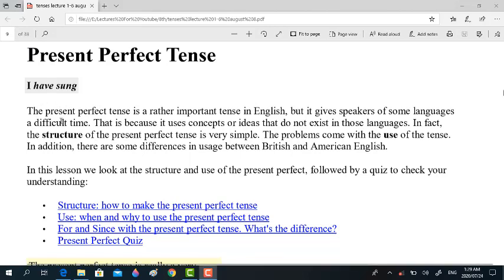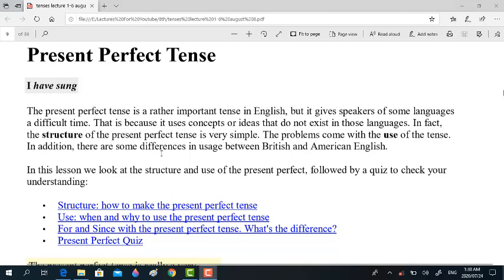Okay, the present perfect tense is a rather important tense in English, but it gives speakers of some languages a difficult time. That is because it uses concepts or ideas that do not exist in those languages. In fact, the structure of the present perfect tense is very simple. The problems come with the use of the tense. In addition, there are some differences in usage between British and American English. Okay, we will talk about this when we will be discussing the uses of this present perfect tense.